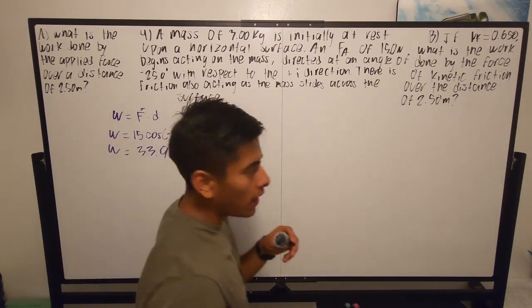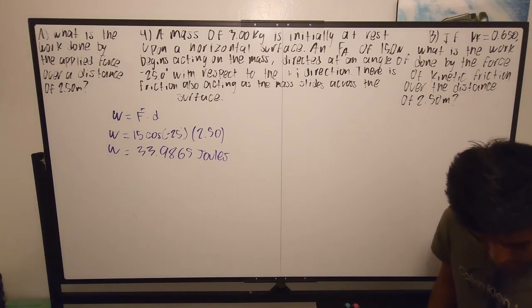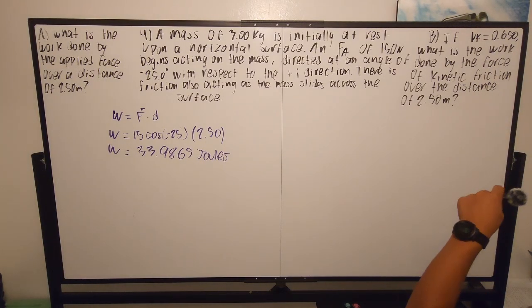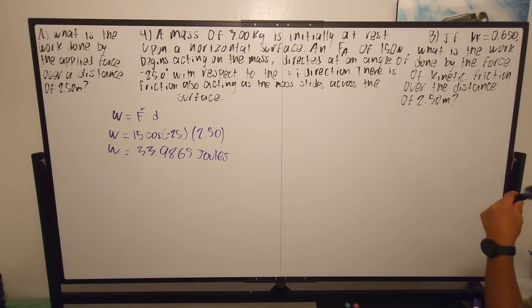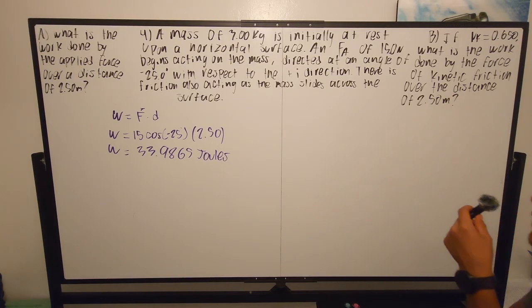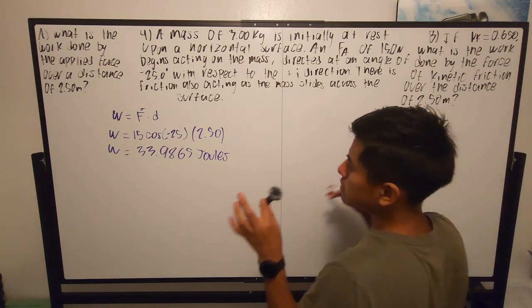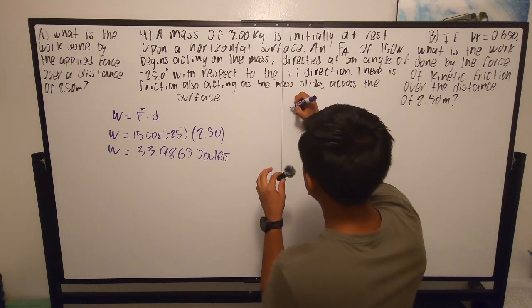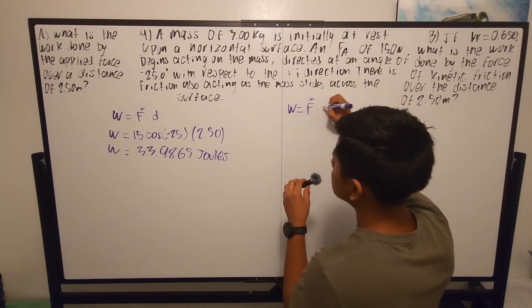And similarly, with part B, it's going to be the exact same thing, just that now we're working with a different force. If the coefficient of kinetic friction mu k is equal to 0.650, what is the work done by the force of kinetic friction over the distance of 2.5 meters? So again, the force of kinetic friction is going to be constant, so there are no integrals here. We're just going to do the simple formula: work equals force times distance.